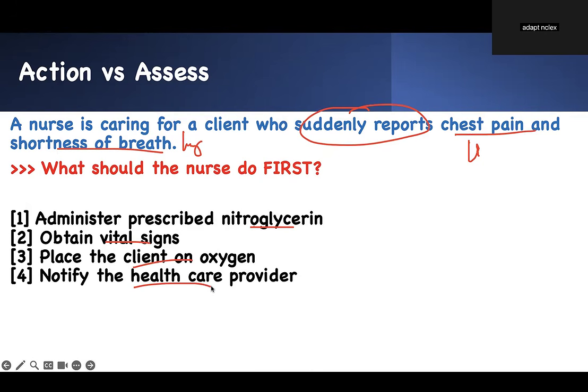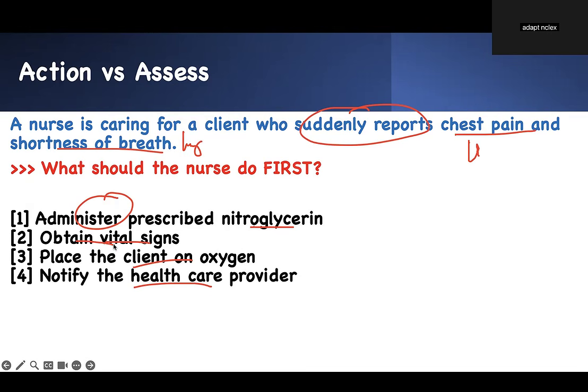Do you assess or do you intervene? The patient's already told you he's not doing well. Based on what I've told you, you can see he's dying. If you're dying, I don't need any more assessment. I got to do intervention. Giving them nitro is not going to fix both.